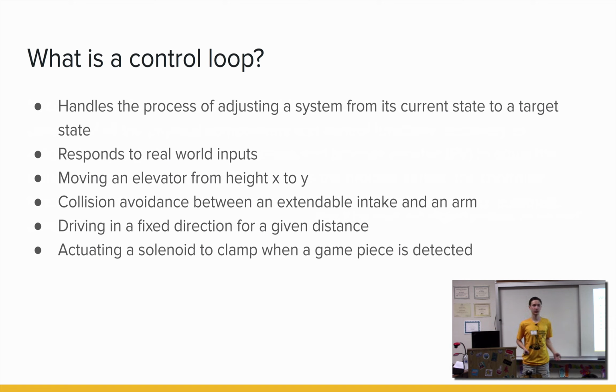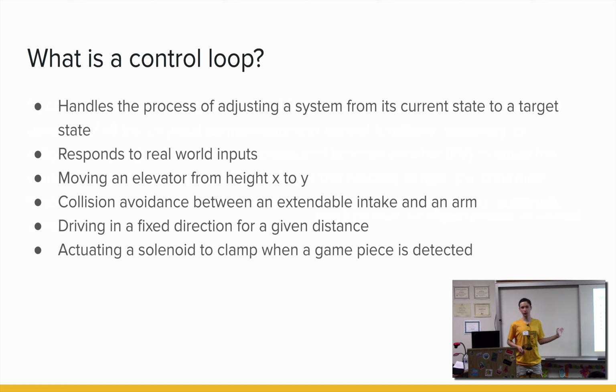Some of the ways this is used on a robot: moving an elevator from one height to another. Collision avoidance between two different systems, so for example, this year we had an arm and an intake, and it was possible they could be in a position to collide with each other. The control loops would ensure that this was unlikely to happen, or virtually never. It could also be used for driving a fixed distance, such as in that sample autonomous routine, where we want to make sure it's driving the same distance every single time, or almost every single time.